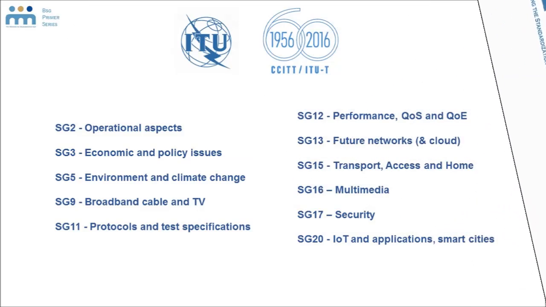So here we go. There are 11 study groups in the ITU's standardization sector. Each study group is identified by a number. For example, Study Group 2, Study Group 3, Study Group 17. These are also known for short as SG2, SG3, and not surprisingly, SG17.